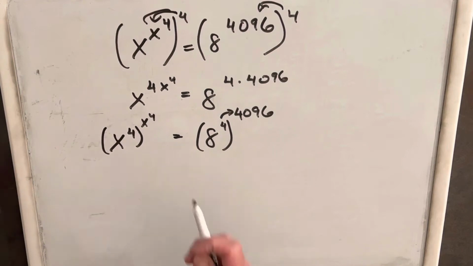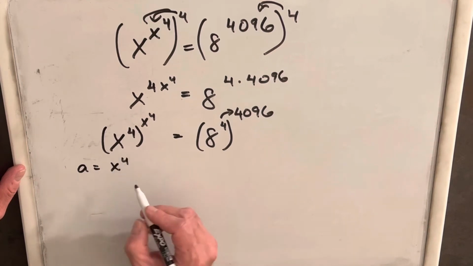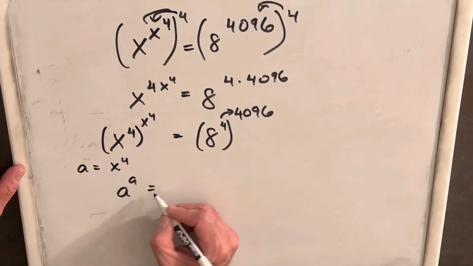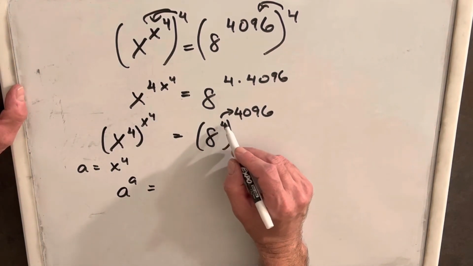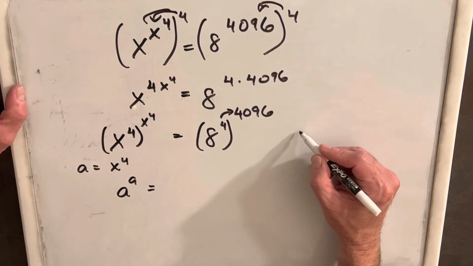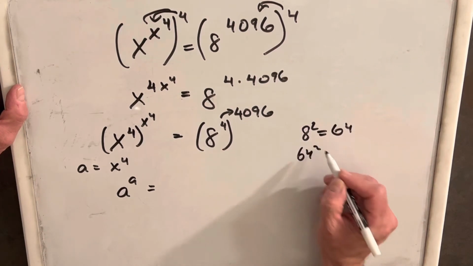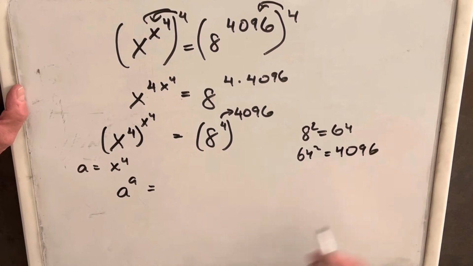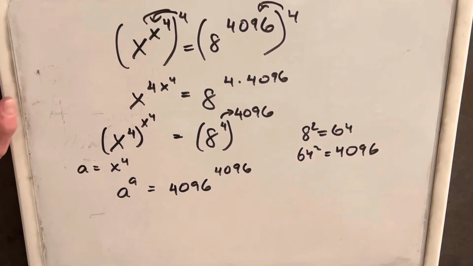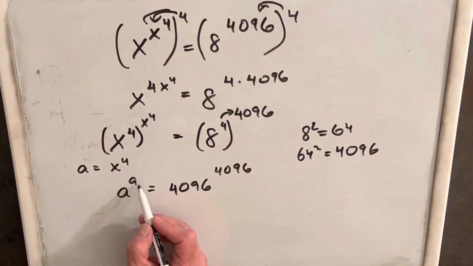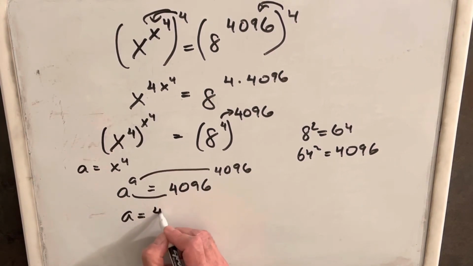Now, okay, so we're getting close. Let's say a equals x to the fourth, and on the right side we have a to the a. Then on the right, inside here we have 8 to the fourth, but let's just multiply that out. 8 squared is 64, and 64 squared is 4096. So what we have here actually is 4096 to the 4096. So then we can equate base to base, exponent to exponent, and say a equals 4096.